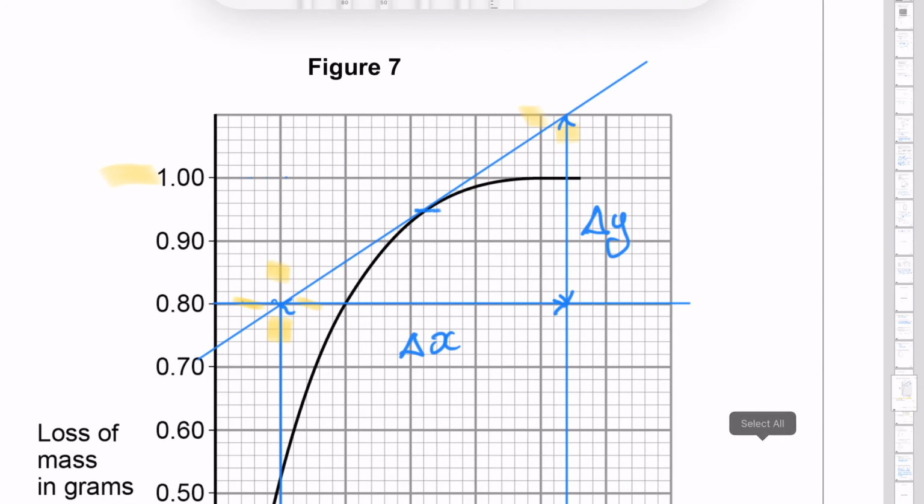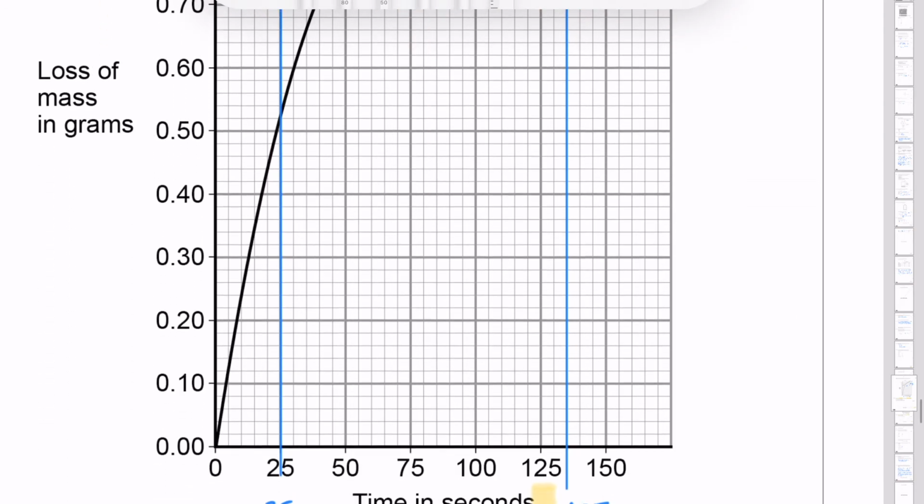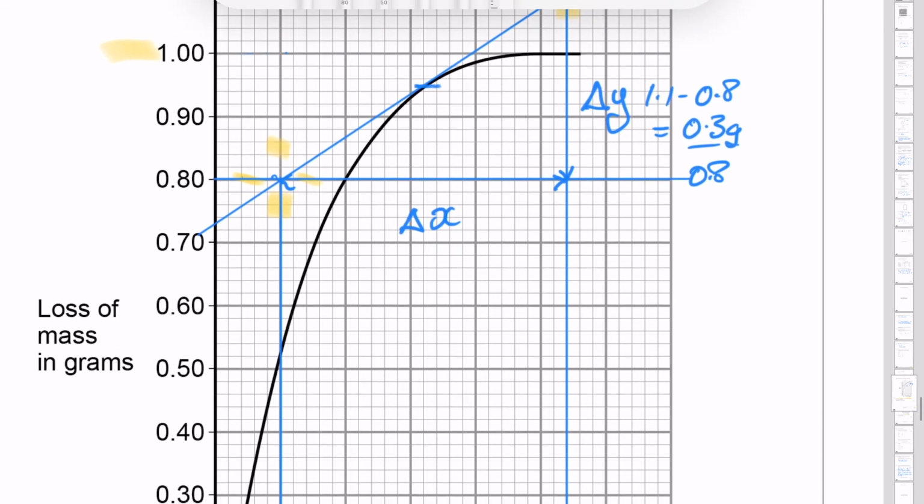So y goes from 0.8 to 1.1. So the change in y is 1.1 minus 0.8, which equals 0.3, and the units are grams. X, on the other hand, goes from 135 to 25, so it's 135 minus 25, which equals 110 seconds.